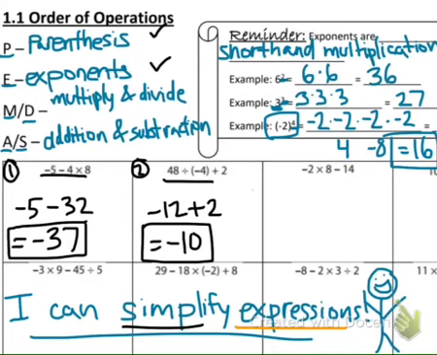So what we learned in this video was how to simplify expressions using the order of operations. Now you can go ahead and give this third problem a try and see what you come up with. But yeah, that's your first lesson of Algebra 1, and you're off to a good start for the year if you can get that.